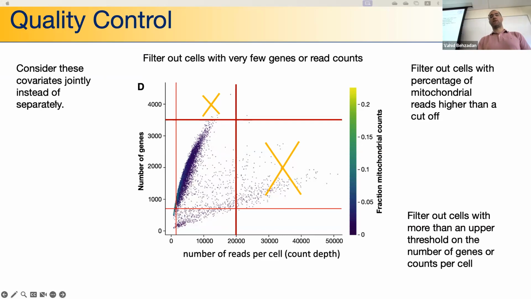However, you need to consider these covariates jointly instead of separately. You need to draw that figure and choose your thresholds depending on the overall picture of your data set. Go ahead.